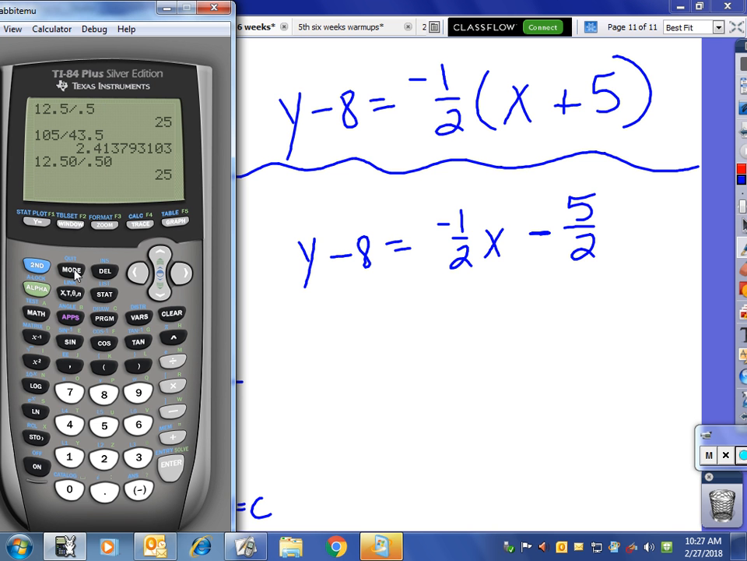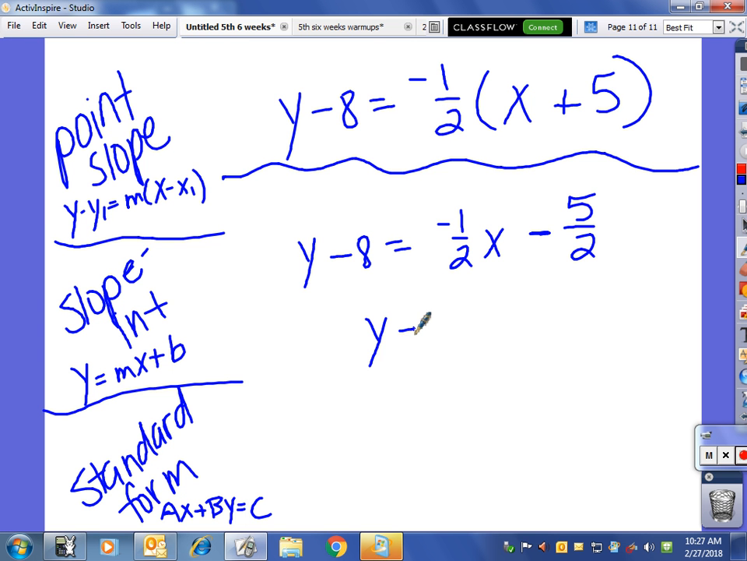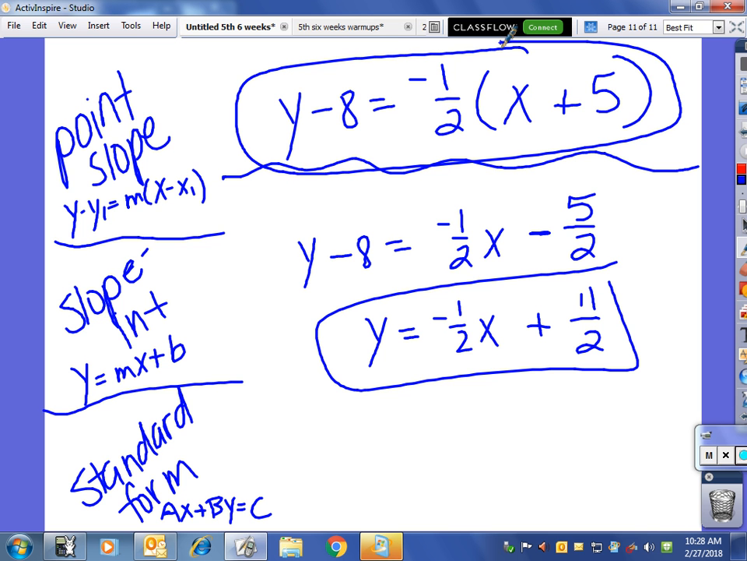I would do negative 5 over 2, and you have to understand that I've got to get rid of the minus 8 by doing plus 8. And it's going to tell me 5.5. What is that as a fraction? 11 over 2. So this would be y equals negative 1/2 x plus 11 over 2. Do you see how different these two lines look? And they're the exact same line.